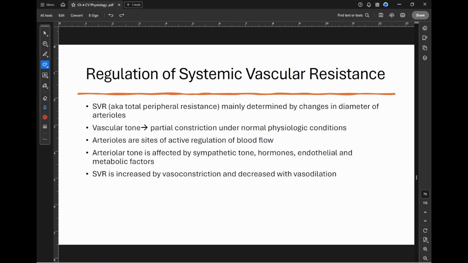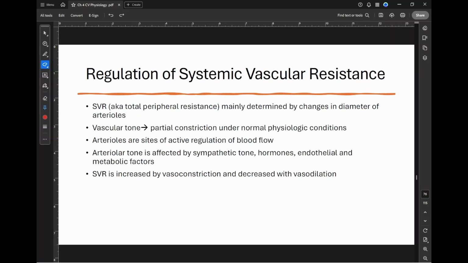So systemic vascular resistance, what's going on in the body? Also known as total peripheral resistance, mainly determined by the diameter of those arterioles. That's where a lot of the resistance of our vessels occurs. The diameter changes, the radius changes in the arterioles. Vascular tone. Normally, we do have some tone to our vessels. They are slightly constricted all the time. That allows our pressure to stay where it's supposed to be.